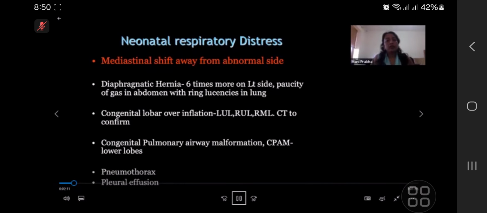Neonatal respiratory distress on the left side with paucity of gas in the abdomen, ring lucencies, etc., suggests congenital lobar overinflation, and the lobes involved are left upper lobe and right middle lobe, and then CT is used for confirmation. Congenital pulmonary airway malformations are predominantly seen in the lower lobes. Pneumothorax and pleural effusion also you have to keep in mind.